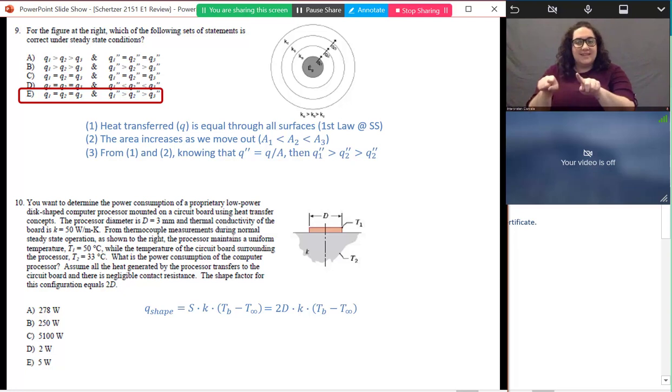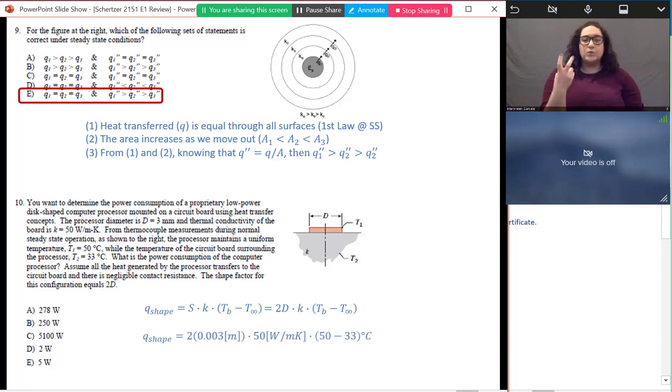So we know S is 2D, so twice the diameter. I put that in. I know all this information now. I put it into my calculator, and I get that the heat is 5 watts.